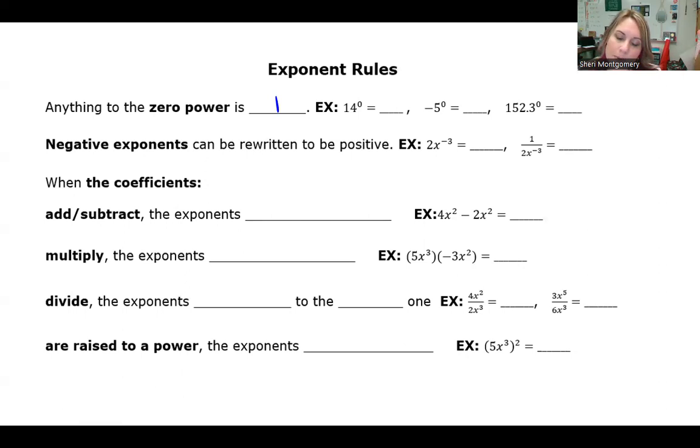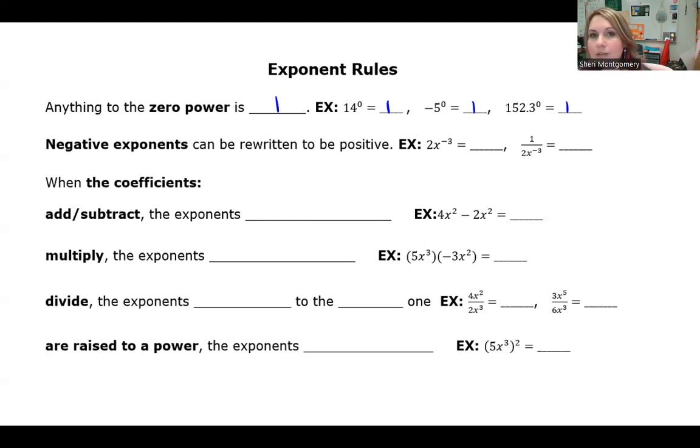So what is 14 to the 0 power? 1. What's -5 to the 0 power? 1. What's 152.3 to the 0 power? 1. What is something really ugly in parentheses, all raised to the 0 power? 1. Anything raised to the 0 power, you don't need a calculator for it. It will always be 1. It doesn't matter what it is. Anything to the 0 power is 1. All day, every day. It just is.